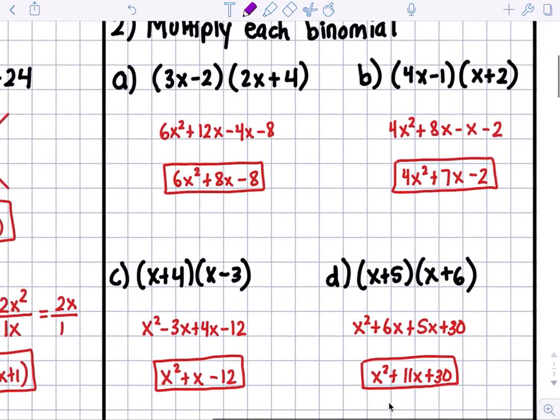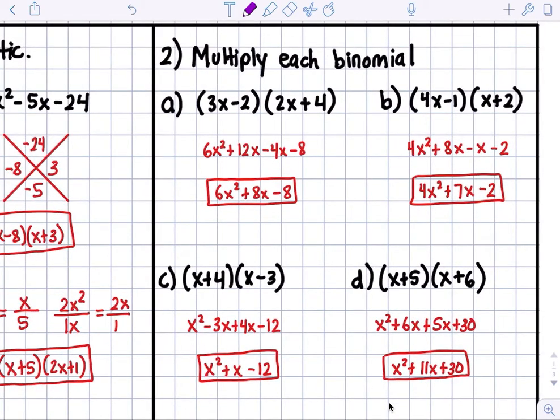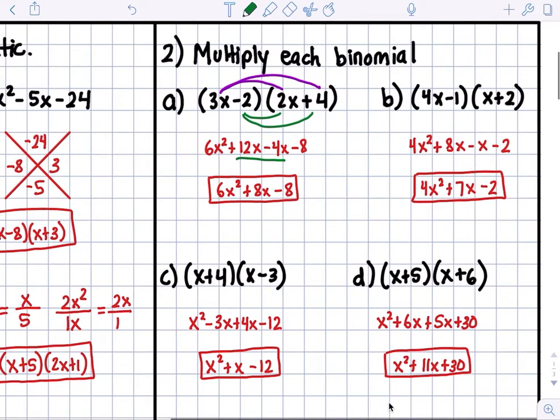Alright, so for a lot of these, you guys, for multiplying each binomial, this is how you guys multiply. You distribute twice. You do this one first, and then you do this one second. So 3x times 2x is 6x squared. 3x times 4 is 12x. Negative 2 times 2x is negative 4x. And negative 2 times 4 is negative 8. And then you guys just collect like terms, which is only these. So 6x squared, 12x minus 4x is 8x minus 8.